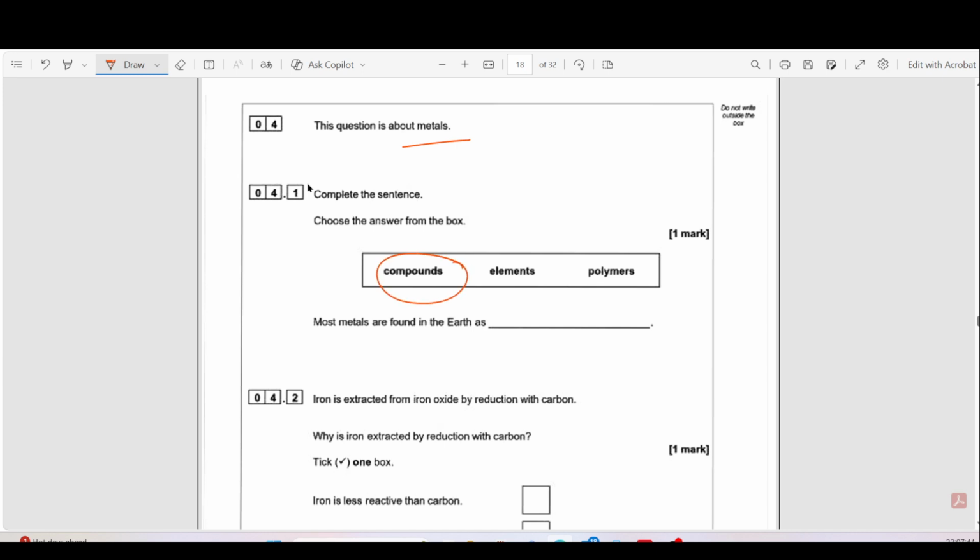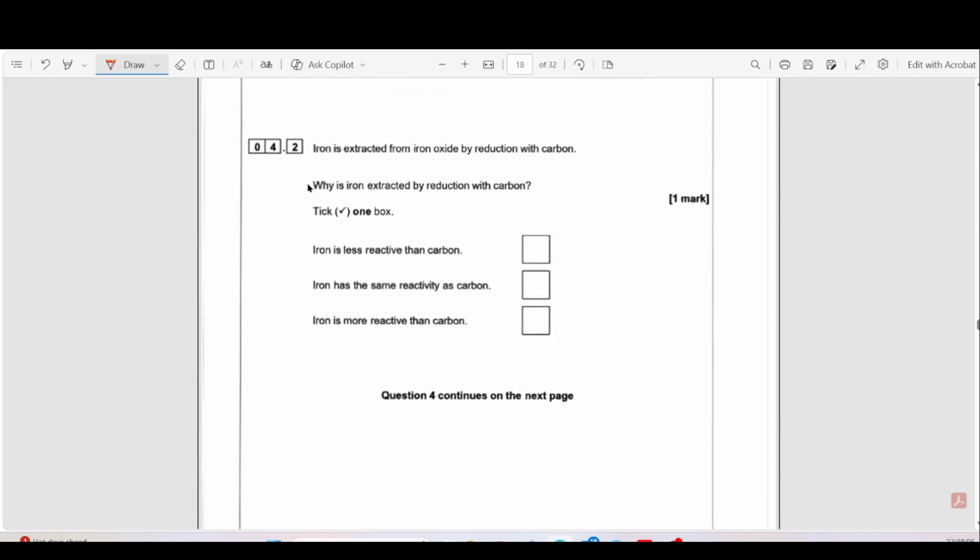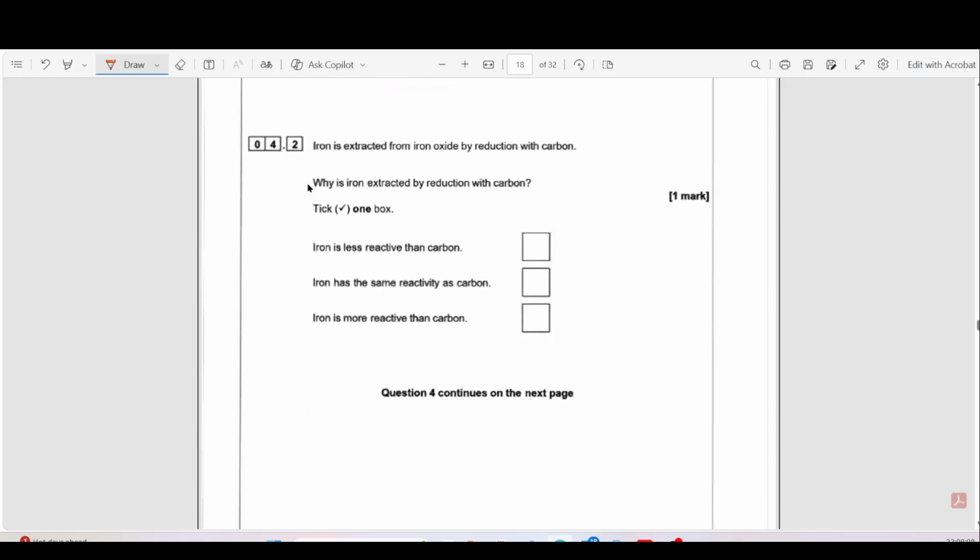So because metals are chemically reactive, they make bonds with other elements like oxygen or sulfur in the earth's crust. Because of this, they are found as compounds, meaning elements combined in a specific ratio form a compound. So, metals are reactive. Next, iron is extracted from iron oxide by reduction with carbon.